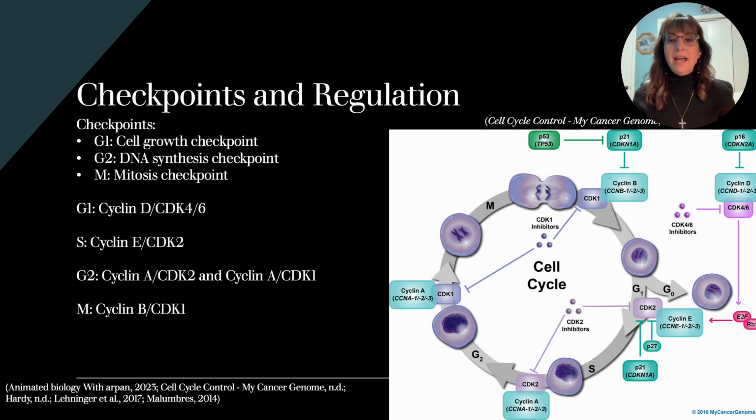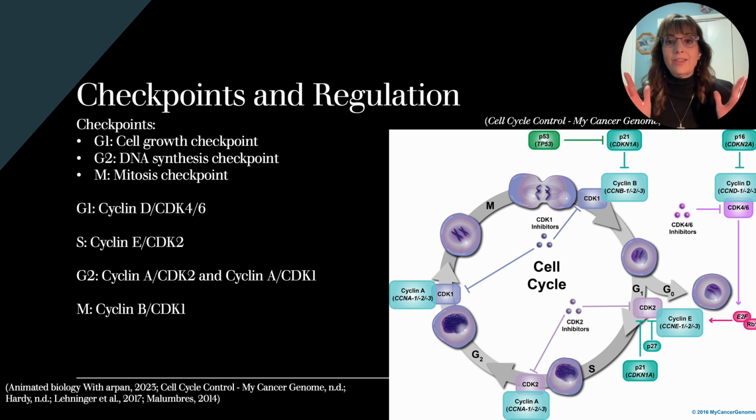Now that we understand how the CDK cyclin complex becomes activated, we can look at how they actually regulate the cell cycle. Now, there are 3 main checkpoints during the cell cycle. The first one is at the end of G1, right before synthesis. It is known as the cell growth checkpoint. It's also known as the restriction point. This is kind of like the point of no return. Once it goes past the restriction point, the cell has to go through the cycle. It's got to go all the way through to mitosis.